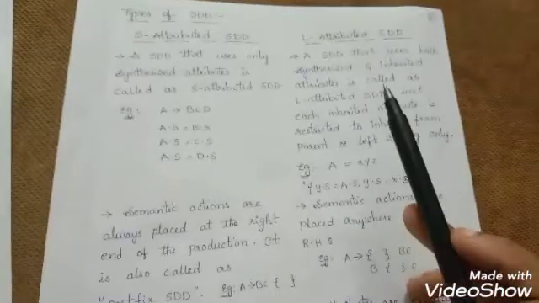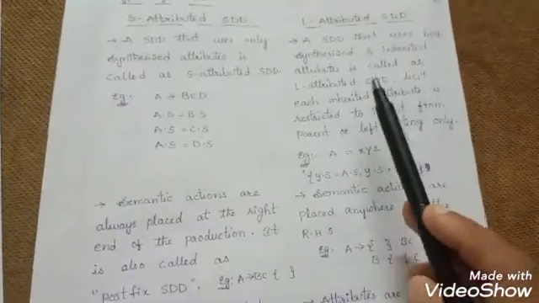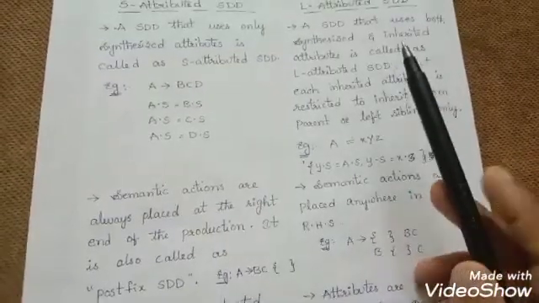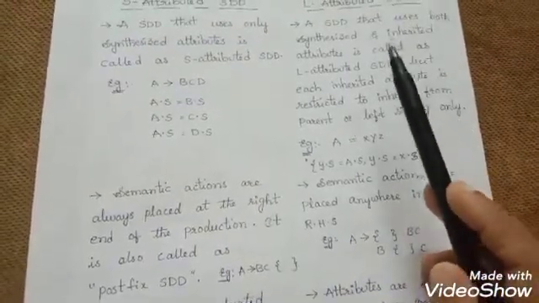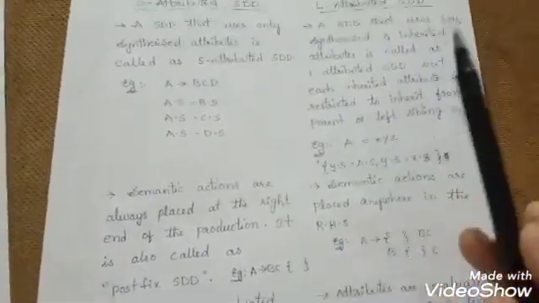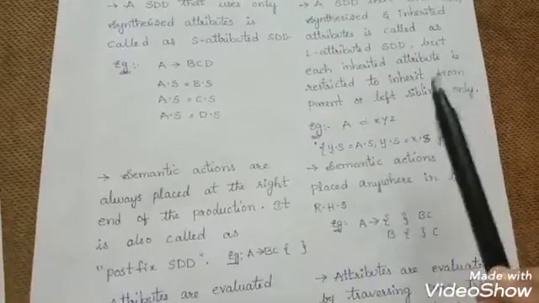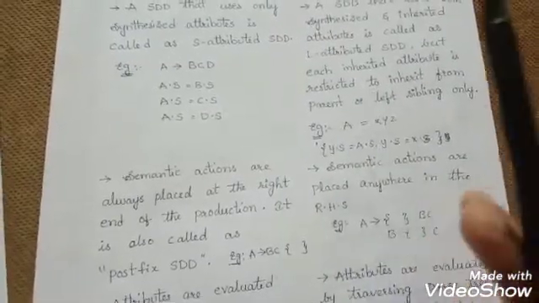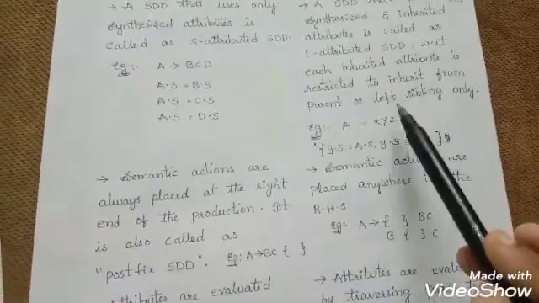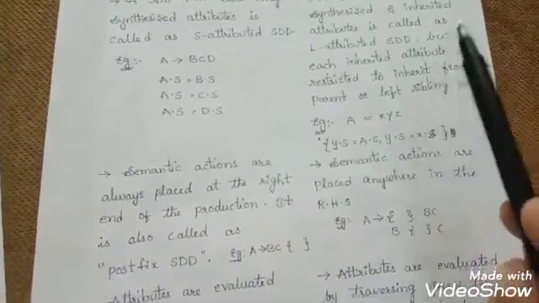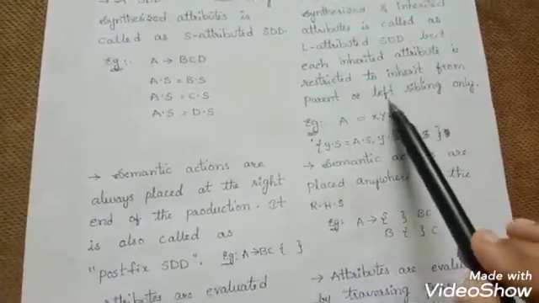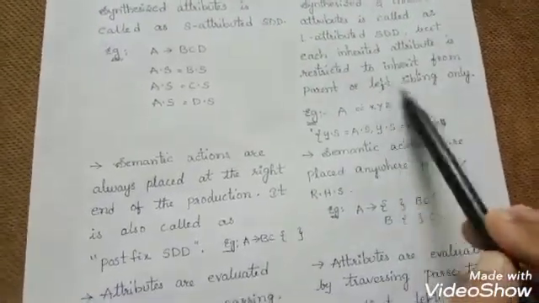Clear? L-attributed SDD uses both synthesized and inherited attributes. We know clearly that in a synthesized attribute, a node takes the values from its children, whereas in an inherited attribute, a node takes the values from its parent or siblings. But when using inherited attributes, there is a restriction that it should inherit the values from its parent or only from the left sibling.